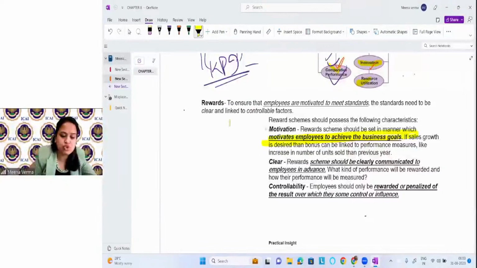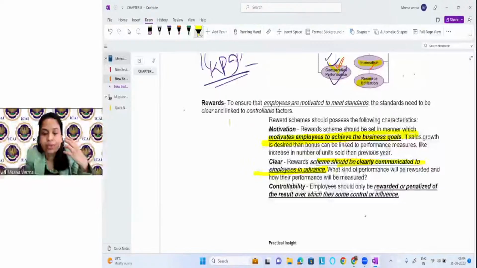Clear. The scheme should be clearly communicated to the employees in advance. Whatever scheme the company is having, it should be communicated to everyone in the company very clearly. The scheme of what type of reward, how the company will reward the employee, what are the bases of appraisal, how the company will give the appraisals to the employee, right? It should be clearly communicated to the employee. Accordingly, the employee will work, they will be motivated, and they will work more to achieve the goal of the company.